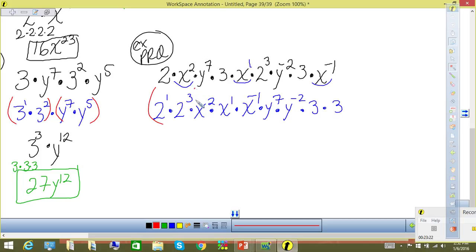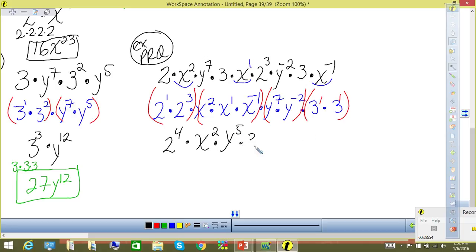Let's group this. These together, these together, these together, and these together. These have exponents of 1. Therefore, this becomes 2 to the fourth. This becomes x, let's see, 2 plus 1, that's 3, plus negative 1, that's 2, times y to the 7 plus negative 2, that is 5, and this one is times 3 to the second. Are we there so far? And we're still not done.